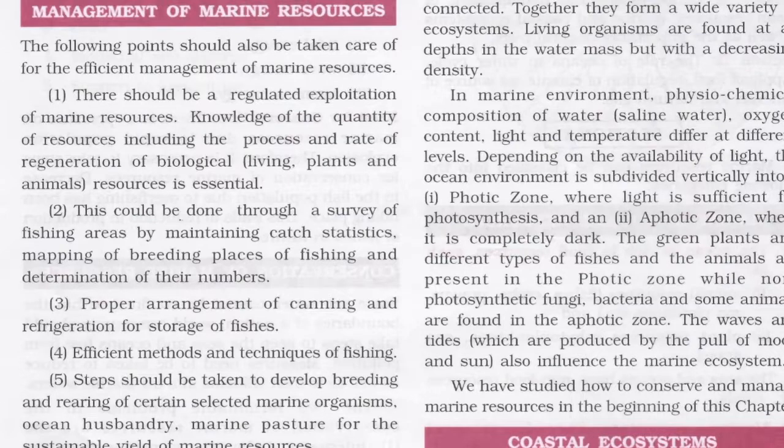Management of marine resources. There are certain things you have to follow for the efficient management of marine resources. There should be regulated exploitation of marine resources. One should have knowledge of the quantity of resources available, including the process and rate of regeneration of biological living plants, animals and resources, so that exploitation of the resources can be planned and regulated accordingly. Efficient management of marine resources can be done through a survey of fishing areas by maintaining a static mapping of the breeding places of fishing and determining their numbers.